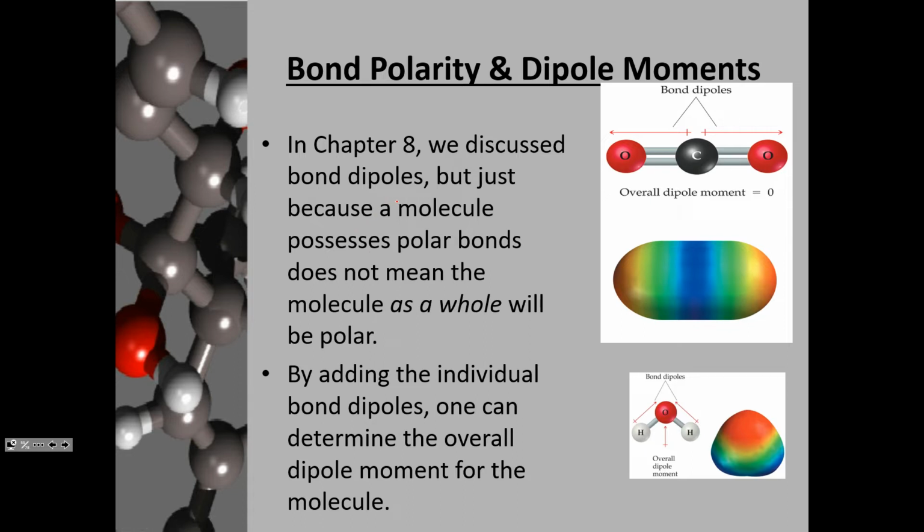So in Chapter 8, we discussed bond dipoles. But just because a molecule possesses polar bonds does not mean the molecule as a whole will be polar. By adding the individual bond dipoles, one can determine the overall dipole moment for the molecule. Now, the way you decide how to represent the dipole is with a vector. A vector is essentially an arrow with a plus sign on one end of it and the arrow pointing in the direction towards your more electronegative element.